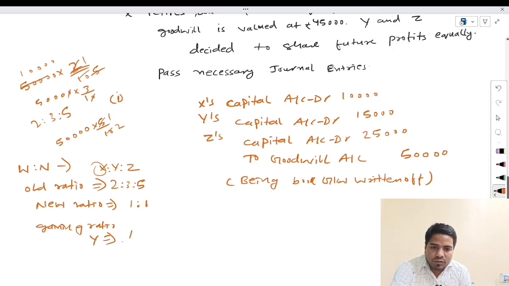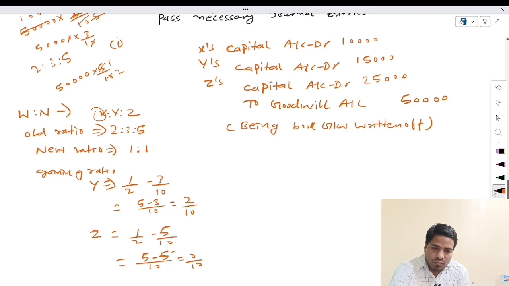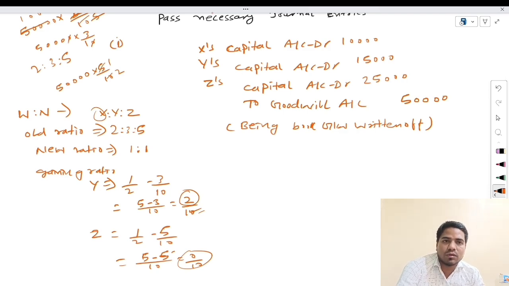For Y, what would be the gaining ratio? 1/2 minus 3/10. Taking LCM 10, 5 minus 3, 2 upon 10. And for Z, what would be the gaining ratio? 1/2 minus 5/10, so 5 minus 5, 0 upon 10. It means here only Y is gaining, Z is not gaining. Z's ratio is 0 upon 10, meaning 0. It means no gain, no sacrifice.